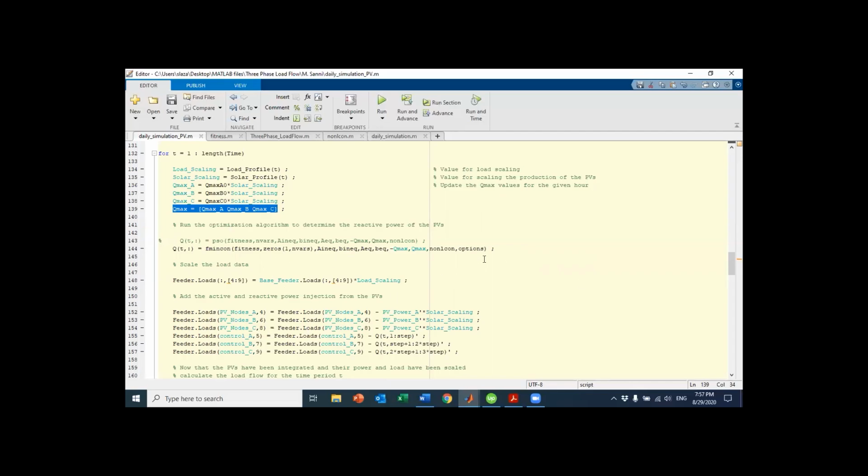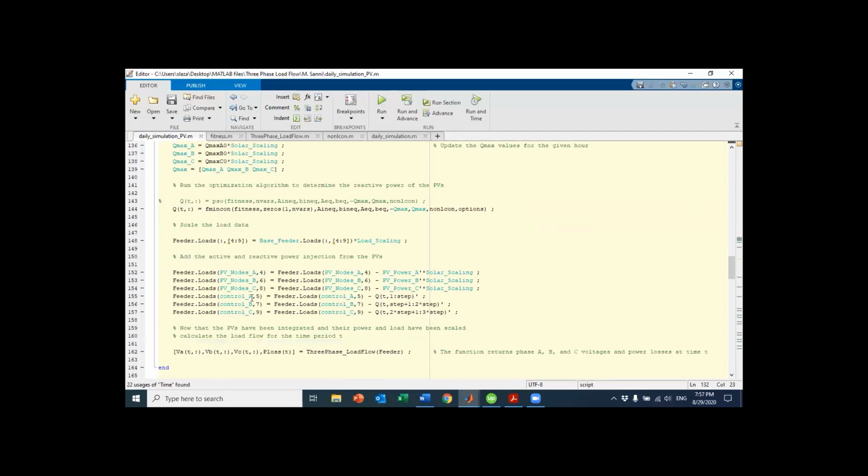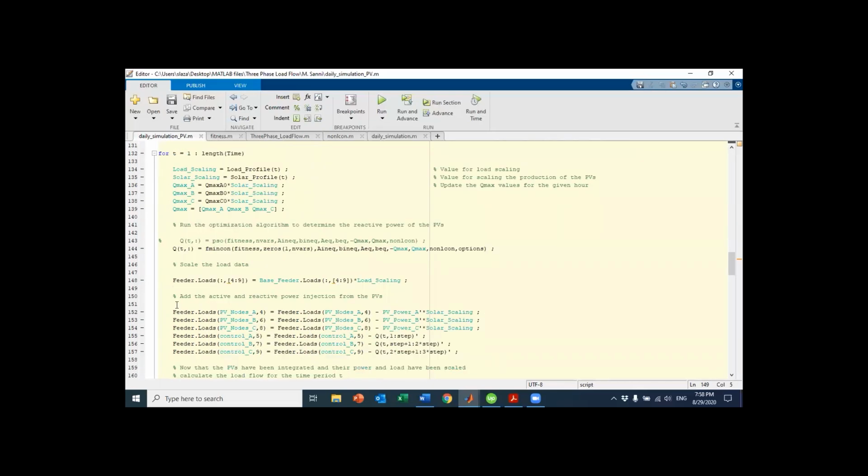What does this optimization, this algorithm, do? It goes through the array time, and for every time increment in the vector time, it runs the load flow. So here it is running the load flow, using the function three-phase load flow I already sent you, but it needs some modifications. The modifications are to the feeder. Why modifications to the feeder? First, we need to scale the loads in the system. So in this step, we just scale the loads in the system.